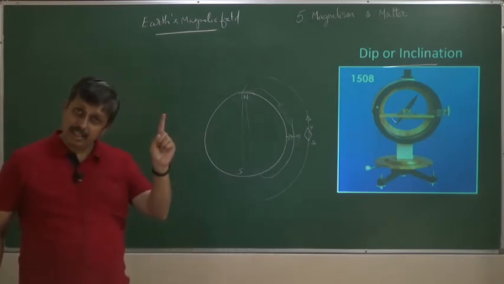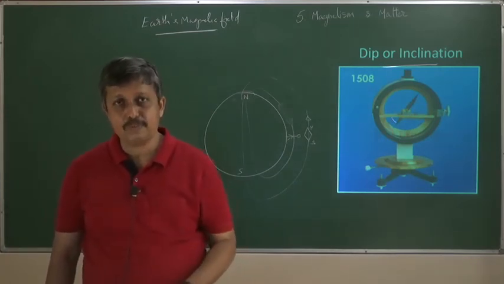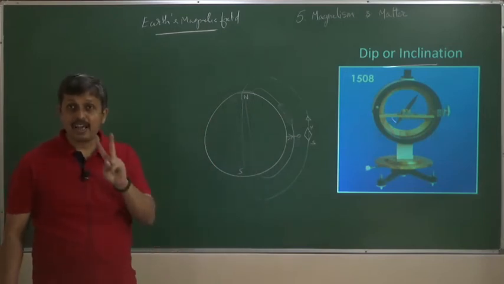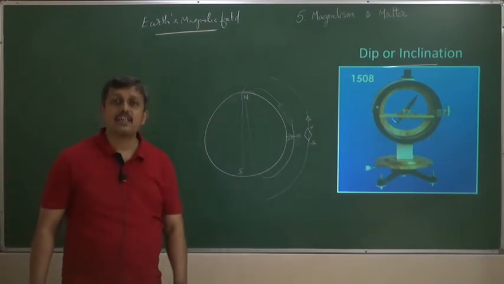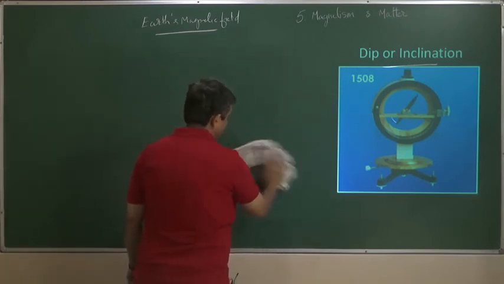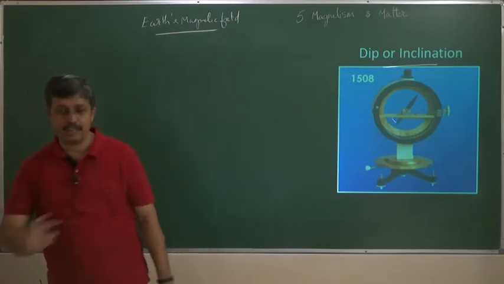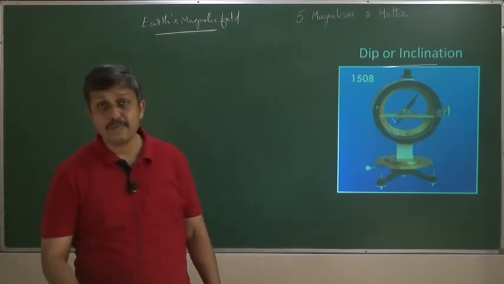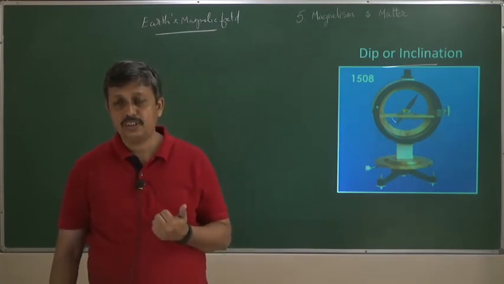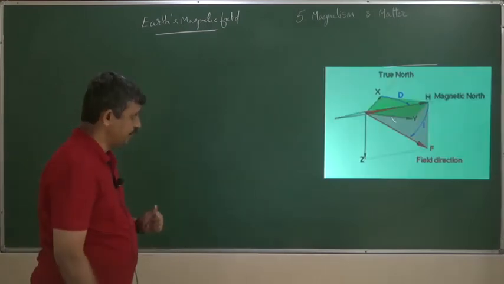The first angle that we have specified is declination. The second angle we have specified is inclination or dip. These two angles, plus one more parameter, would specify everything about the magnetic field at any point. What is the other parameter? The other parameter is the magnitude. These two are the angles. So what is the magnitude? Let us see. Now look at this picture.